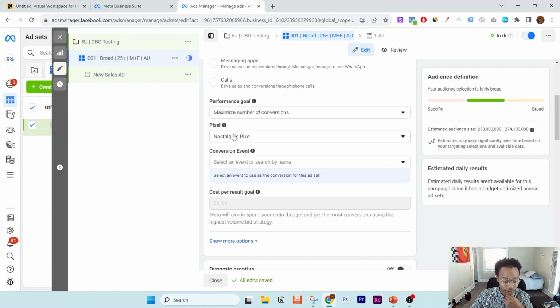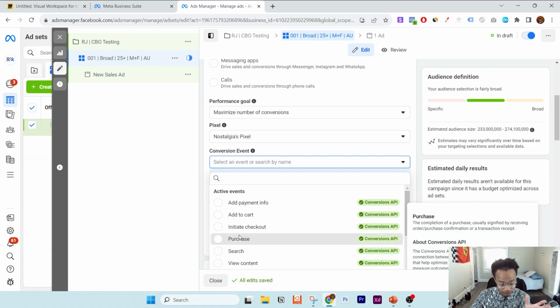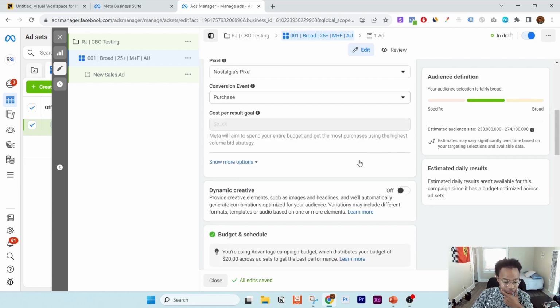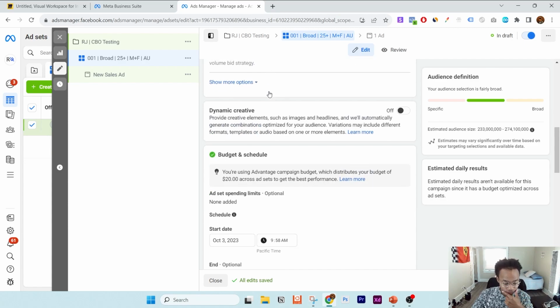Now if we go to the pixel, you're going to select your pixel conversion event. You're always going to want to optimize for purchase. Make sure your conversion API is set up. If you don't know what that is, I can make a different video in the future going over that. But you're going to have your purchase for the conversion event.